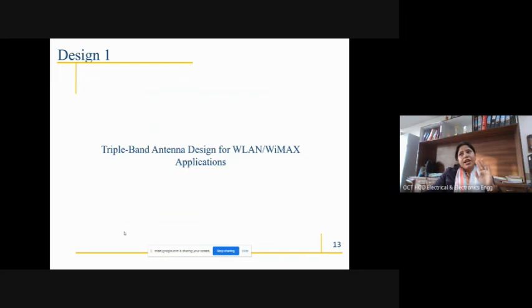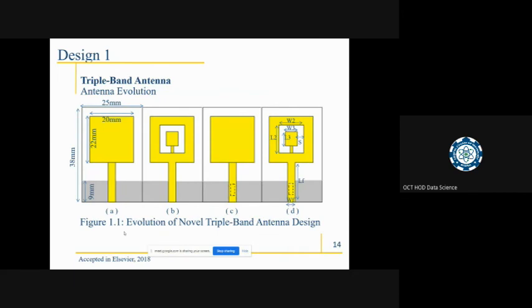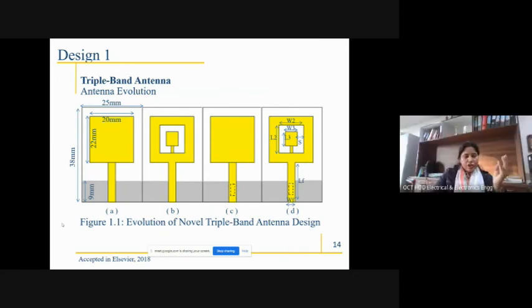So the first design, as I said, was a novel triple band antenna, capable of working in 3 different frequency bands: L band, S band, and C band. My process started. I decided the 3 frequencies: 1.6, 2.4, and 5.2 gigahertz. The highest frequency was 5.2 gigahertz, for WiMAX applications, Wi-Fi communication. As we move towards higher frequencies, the size of the antenna reduces. So I chose the smallest size of the antenna, at 5.2 gigahertz.